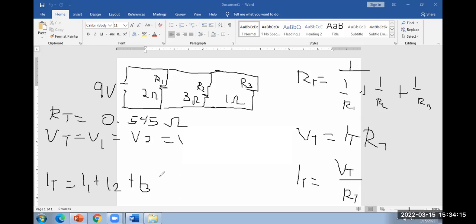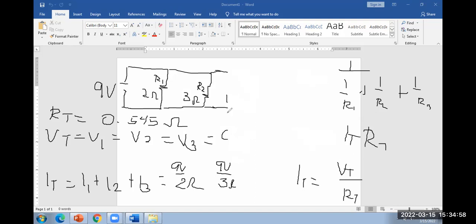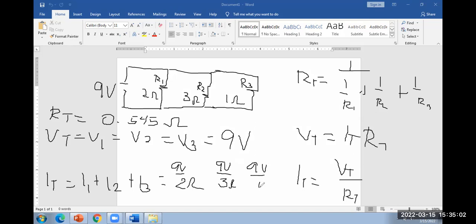So pag individual current, gagawin nyo ay ilan? So I1. So total current is 4. Tama. So magiging 9 volts over 2 ohms. Yan. So kaya nakuha is 4.5 amperes. So yun, tama. So isa naman ay 9 volts over 3 ohms. Yan. So nakuha niya ay 3 ampere. Tama. Then 9 volts over 1 ohm, which is equivalent to 9.